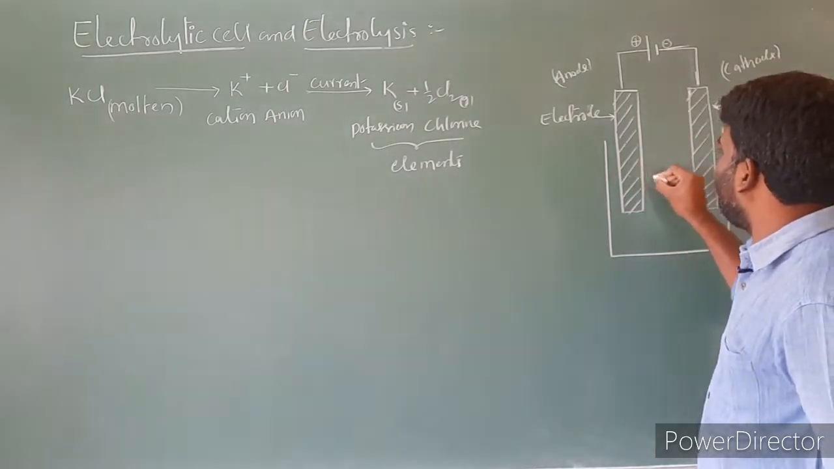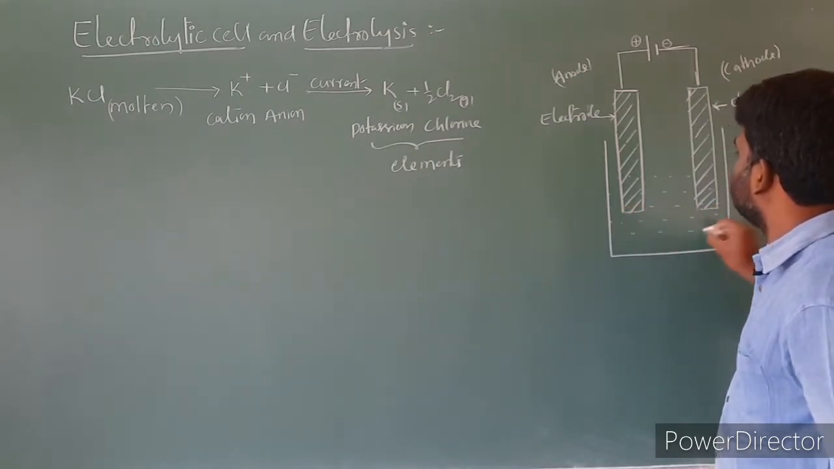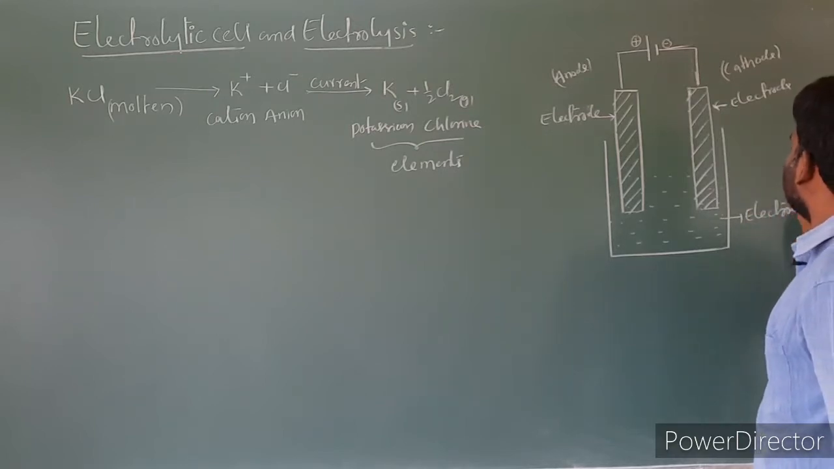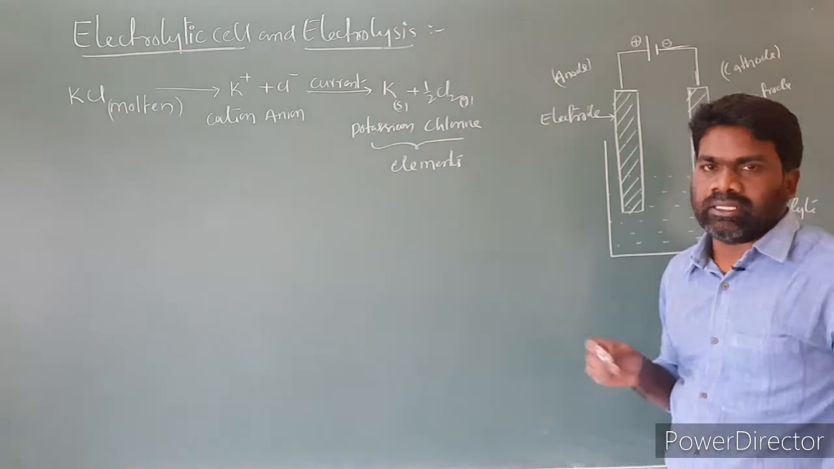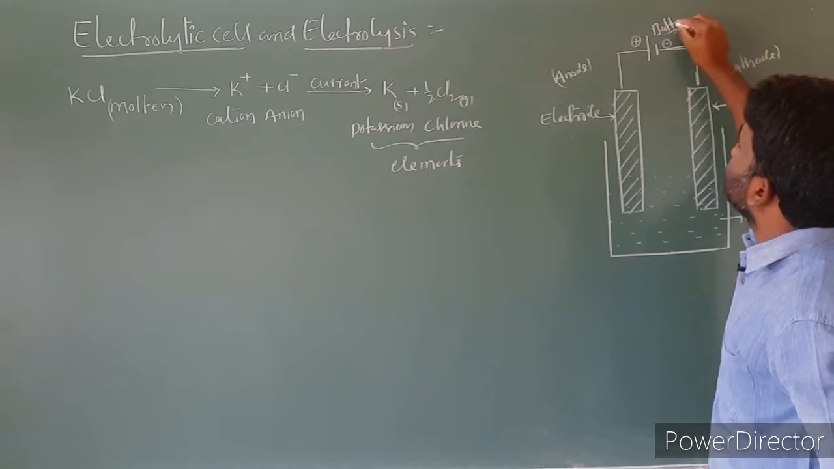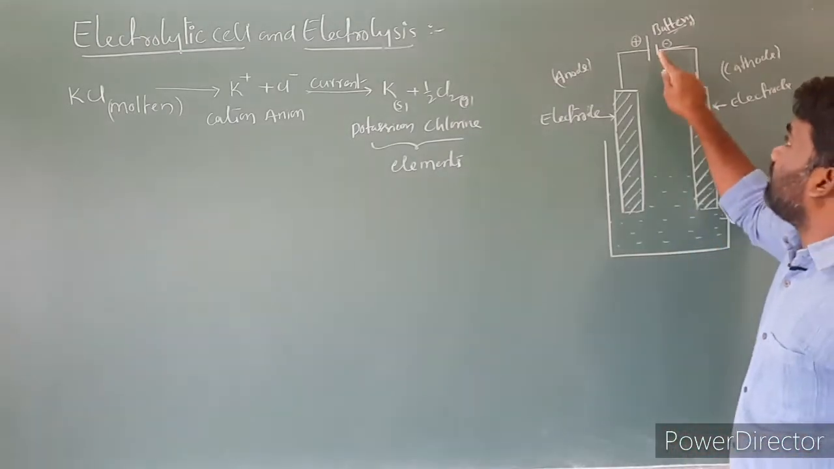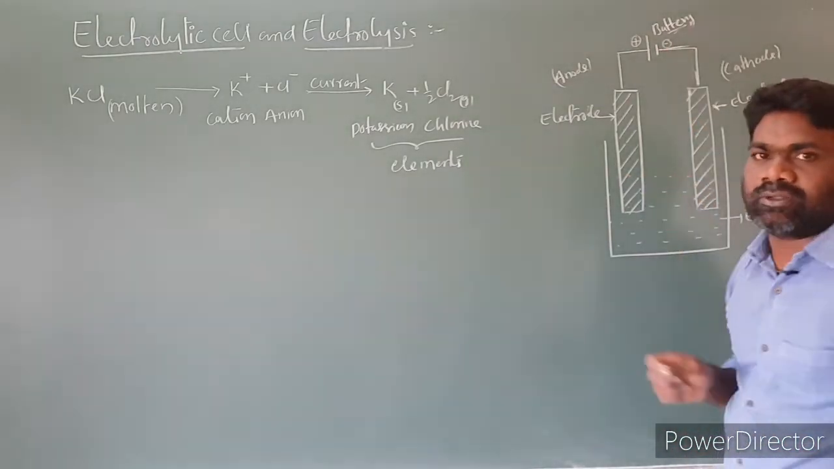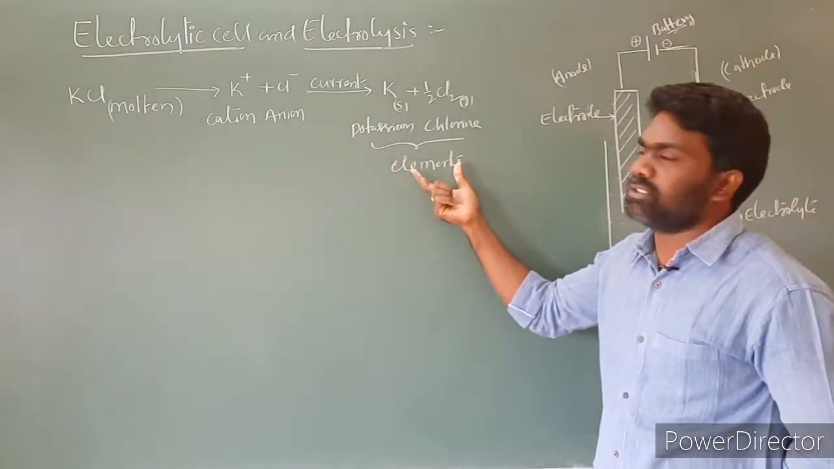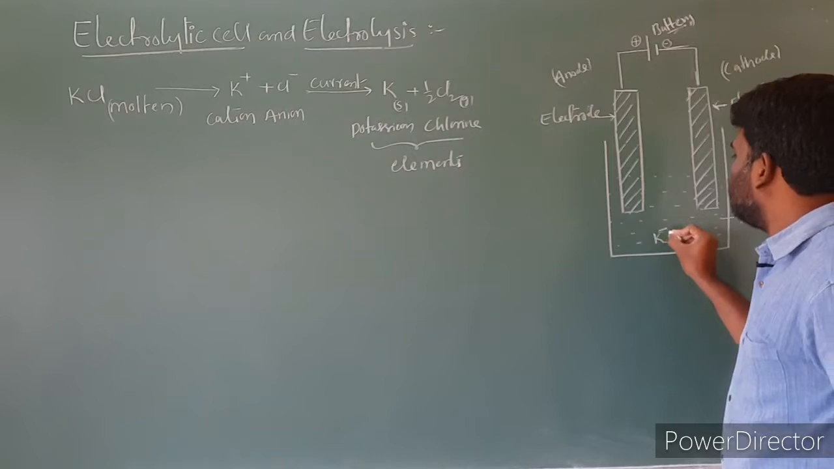These two electrodes we have to dip in the electrolytic substance. So this is the electrolyte. Electrodes are dipped in electrolyte. This is the battery. So this is the construction of the electrolytic cell. From the battery, if we pass the electric current into this electrolytic solution, the electrolytes decompose and give their respective constituent elements. If you take the KCl, it dissociates into K+ as well as Cl-.